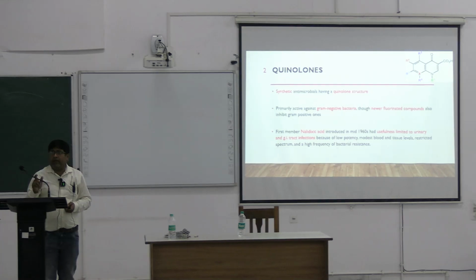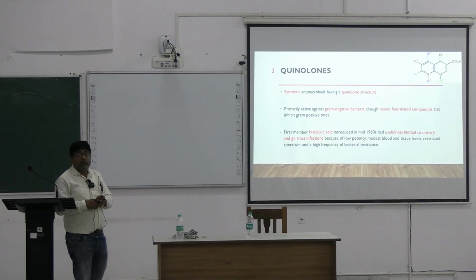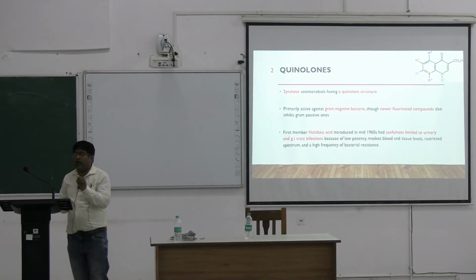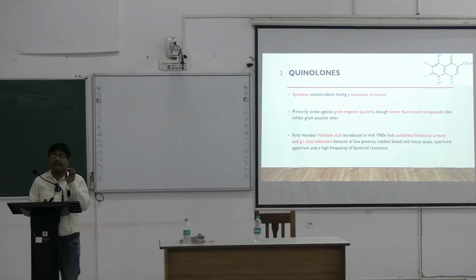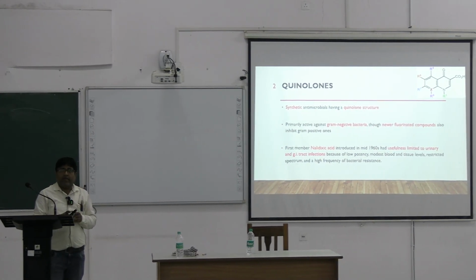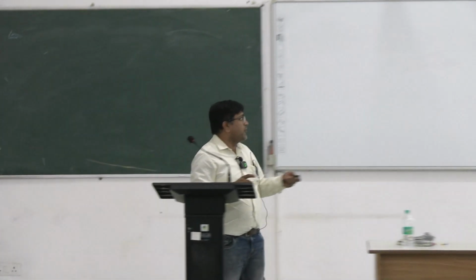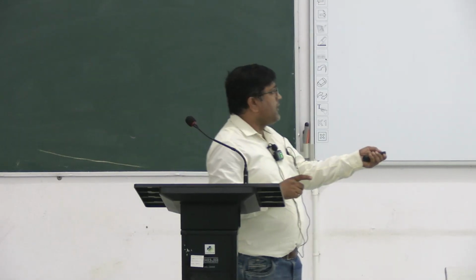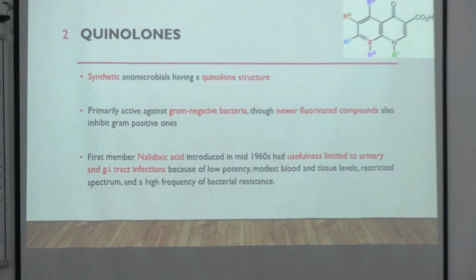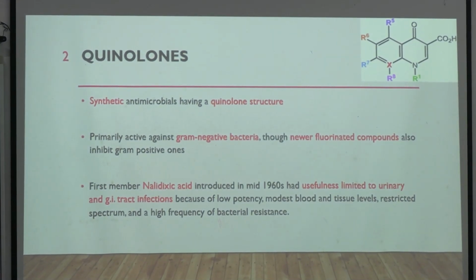These are primarily meant for gram-negative bacteria. Although newer quinolones have fluorine substitution in one or more carbon atoms, and these are called fluoroquinolones. These are the newer quinolones available, and they have activity against gram positive as well as anaerobic organisms. So they are primarily against gram negative bacteria, though newer fluorinated compounds called fluoroquinolones also inhibit gram positive ones.